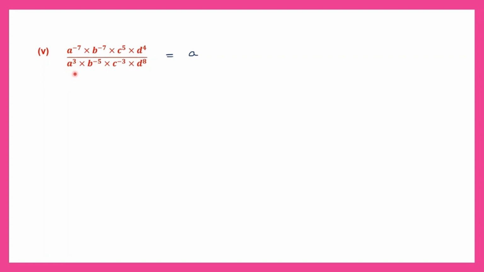When it is division, we subtract the powers. So we have minus 7 already on top. Now subtract the powers means minus 3. Now let's go to B. So let's write the letter B. And what do we have for B? In the numerator we have b to the power of minus 7 divided by b to the power of minus 5. So that will be minus 7 minus minus 5. Let's write it down. Minus 7 minus minus 5. So remember, when it is division and the base is the same, you subtract the powers.